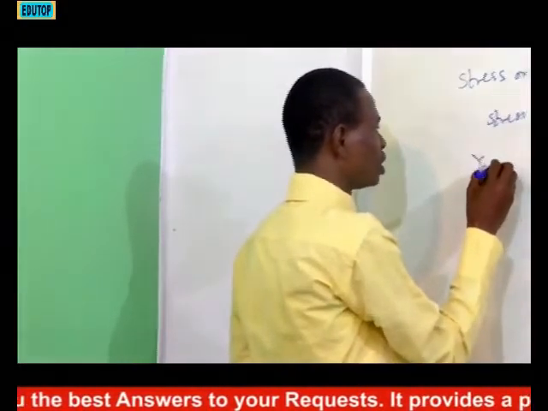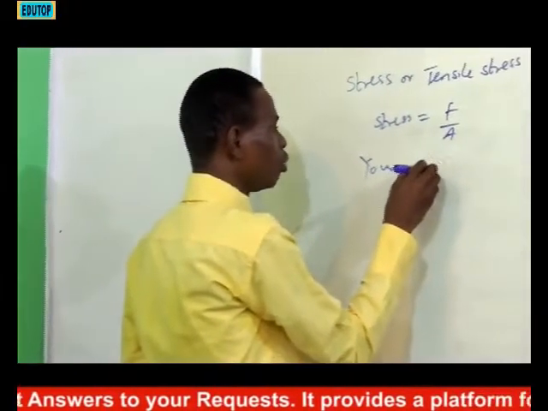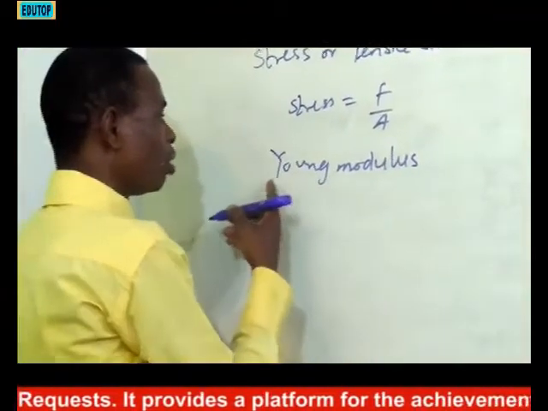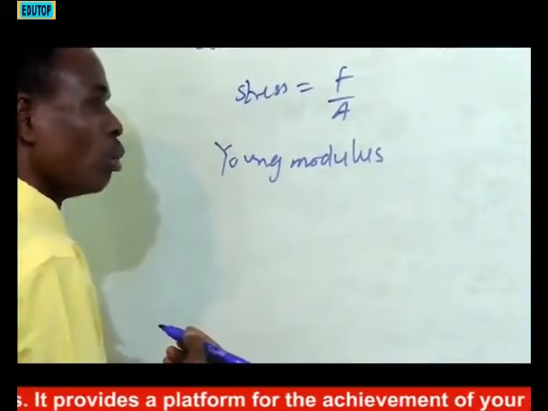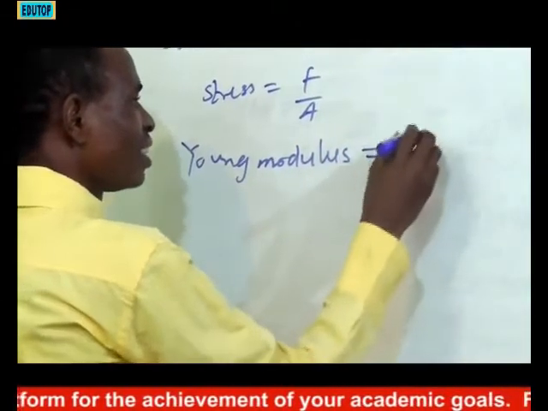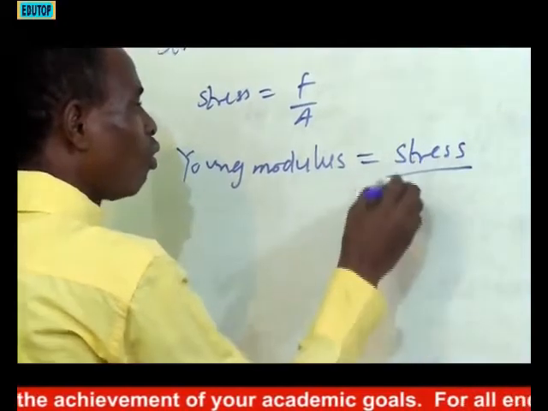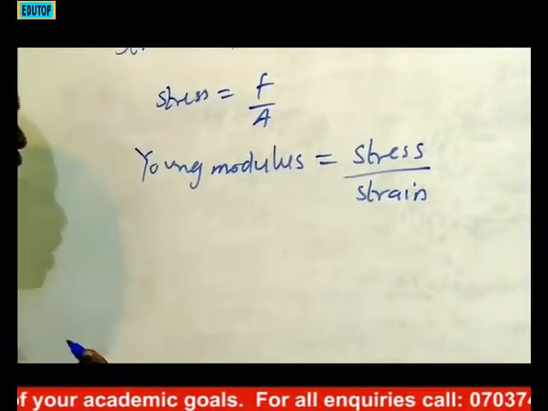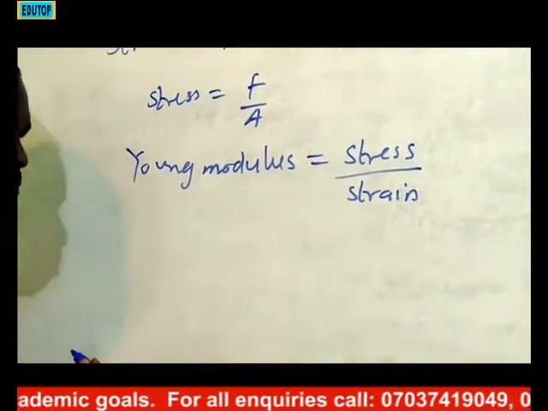Please take note of this. Young modulus. You can be asked to write the dimension of Young modulus. It's defined as stress over strain. Can you see that? Stress over strain.